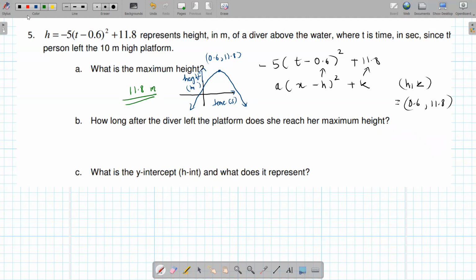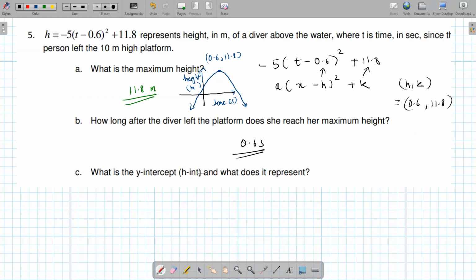Part B, how long after the diver left the platform does she reach her maximum height? I mean, we already have the answer to this. What is that? 0.6. Yeah, exactly, 0.6 seconds.